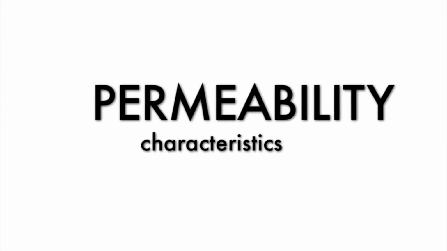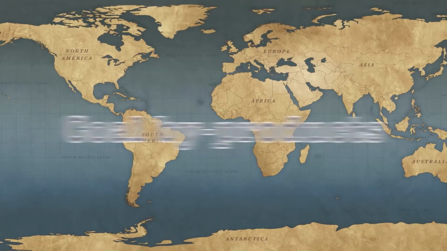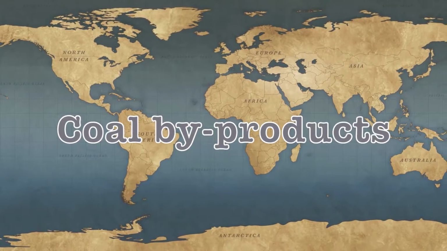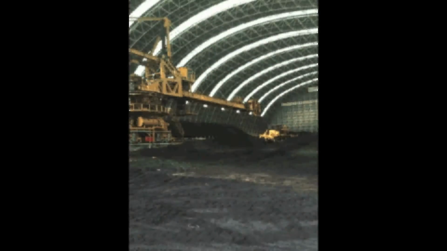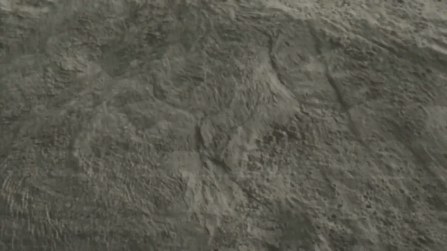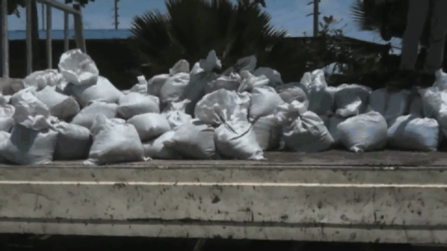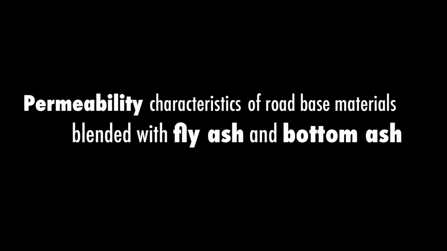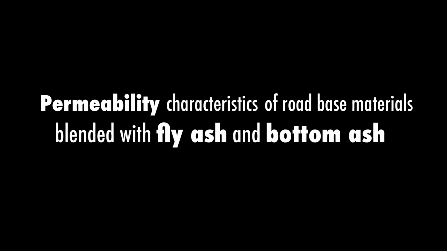Fly ash and bottom ash are two common coal byproducts. Fly ash can substitute fines, while bottom ash can be used as fine aggregates. With these materials regarded as waste, and with the emerging disposal costs, we have come up with a solution through studying the permeability characteristics of road-based materials blended with fly ash and bottom ash.